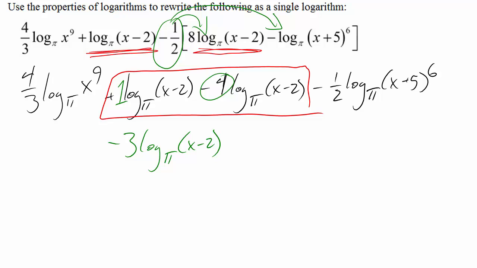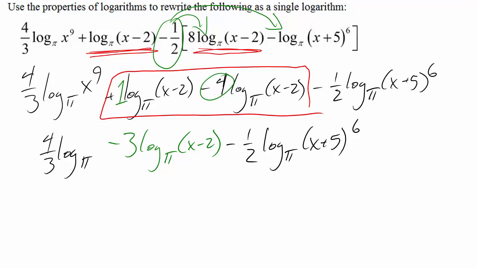Now the other components of this expression, the minus 1/2 log base pi of (x plus 5) to the 6th at the back end, will stay the same, as will the 4/3 log base pi of x to the 9th out front. At this point, I would love to start to combine all of these logs together. However, that only works if I don't have coefficients in front of my logarithms, which I do in all three cases here. I got a 4/3, I got a -3, and I got a -1/2.